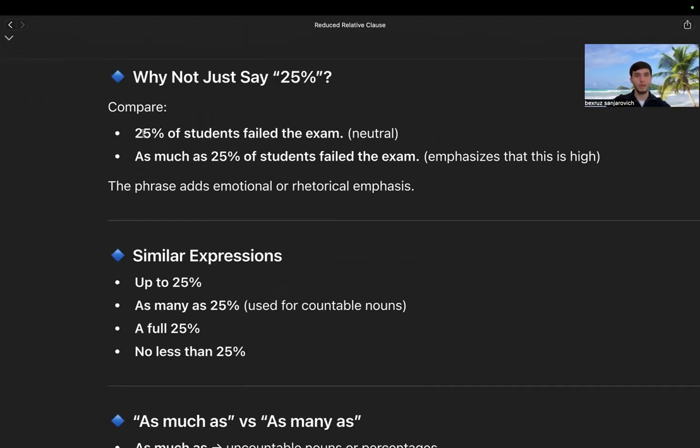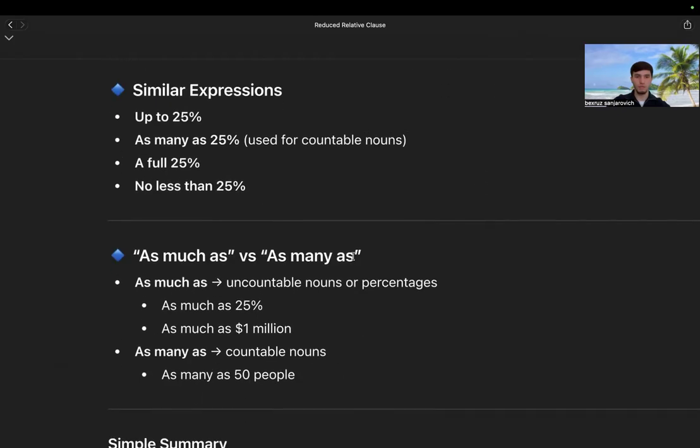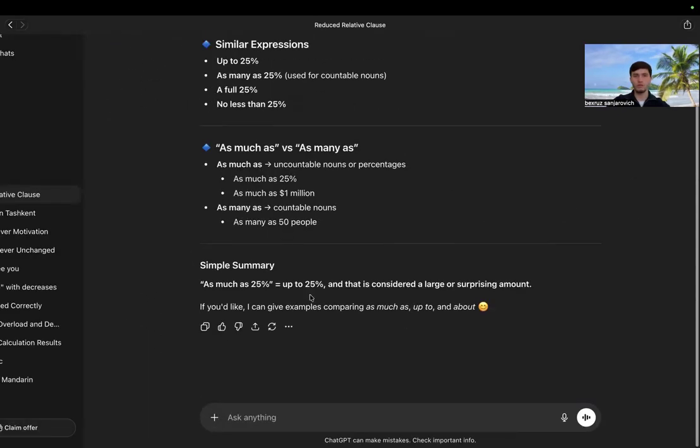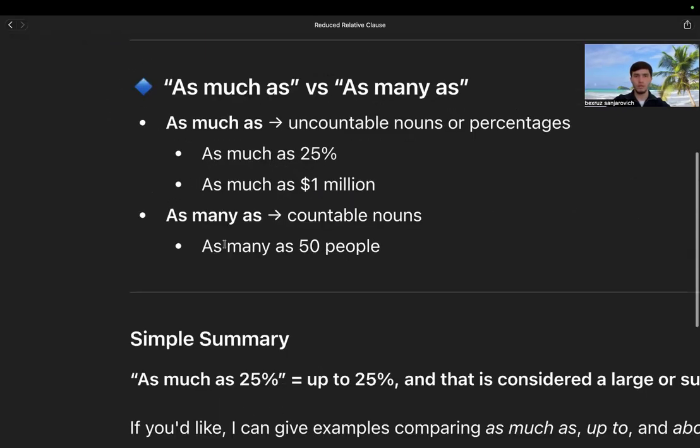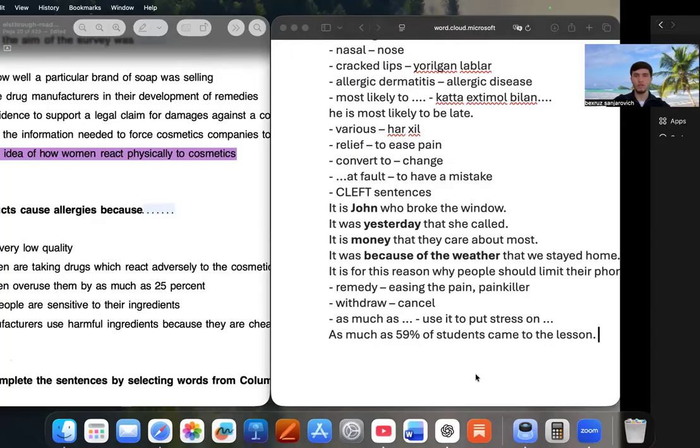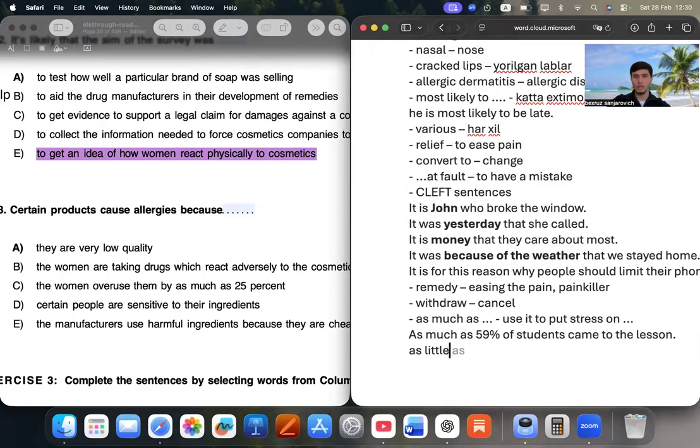You see, 25% of the students failed the exam, neutral. As much as 25% of students failed the exam. The phrase adds emotional and rhetorical emphasis. So I highly encourage you to learn this one. As much as with uncountable nouns, as many as with countable nouns. And we've got as little as well, as little as, as few as, as many as.